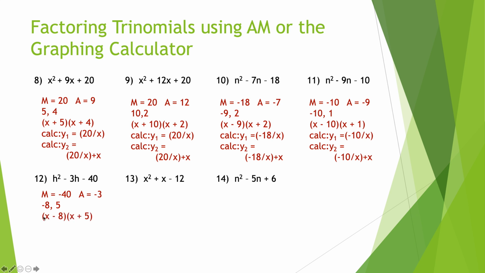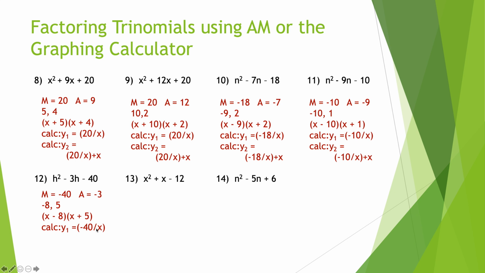Quick mental check. X times x is x squared. X times 5 is 5x. -8 times x is -8x. And that adds up to -3x, and -8 times 5 is -40. What should you put in your calculator if you're doing it that way?